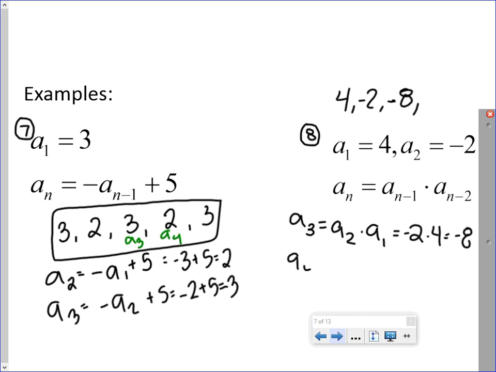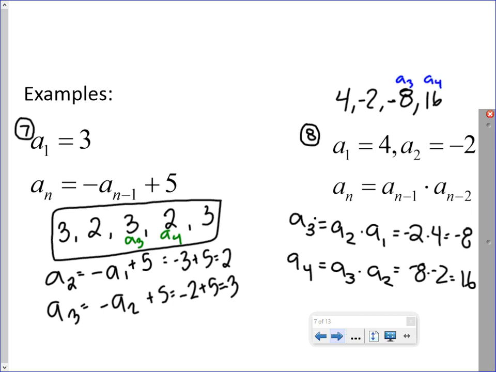To do the fourth term, what 2 terms am I going to multiply together? The term before and the term 2 terms before. A sub 3 and a sub 2. I already know what those are on my list, so that's going to be negative 8 times negative 2, which is 16. And then to get the next term, I'm going to take a sub 3 times a sub 4.